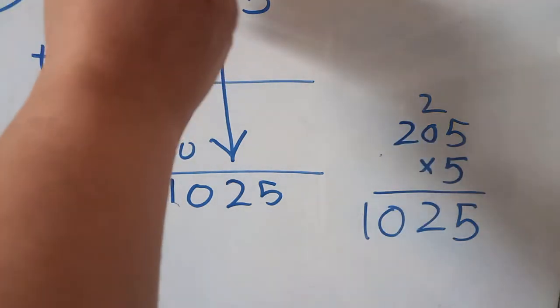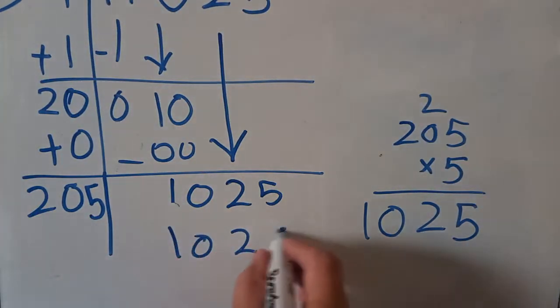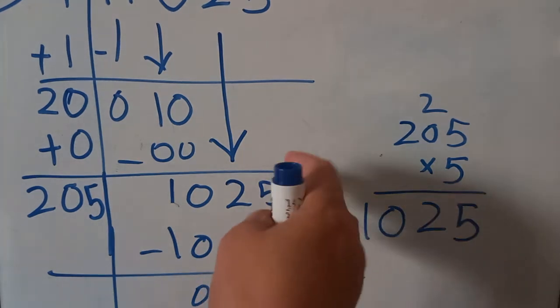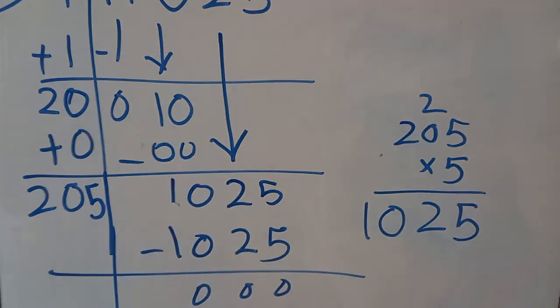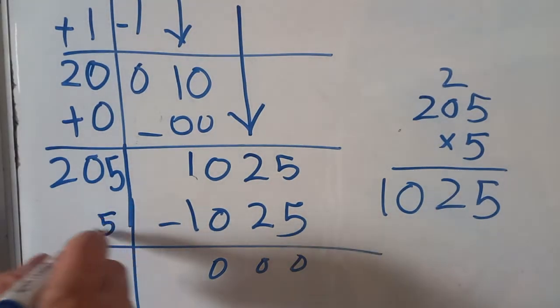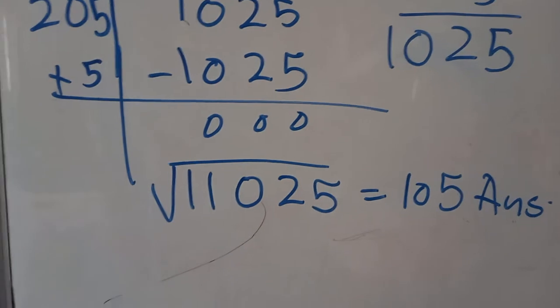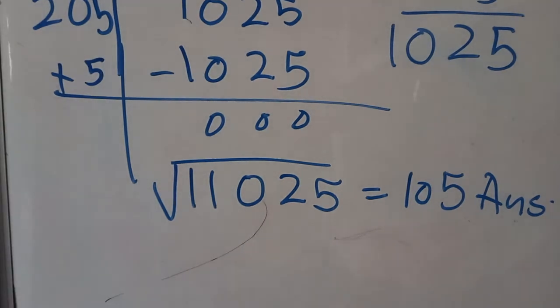When we are multiplying 5 with number 5, we get 1025, and when we subtract it, we get nothing. And always we start our subtraction from our right side, means from our units, tens, hundreds, and thousands. So now there is nothing remaining, so it means the square root of 11,025 is 105. So this is the answer of our question: 11,025 has the square root 105.